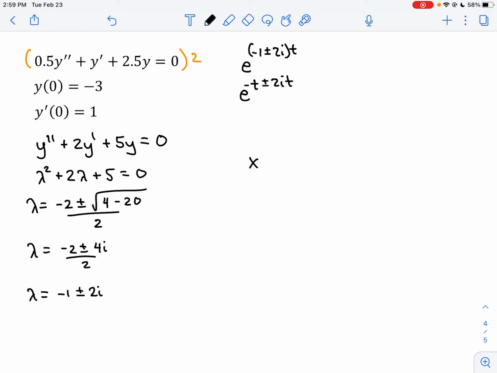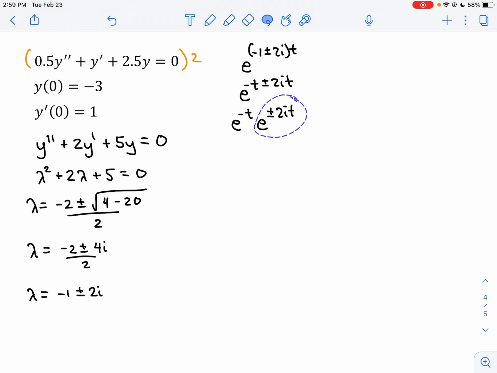Then, if you recall the rules of exponents, if you have x squared times x cubed, you can write this as x to the 2 plus 3. Or I can do this backwards. Whenever you have an exponent that's a sum, we're going to break it up into a product, like this. So we can write this as e to the negative t times e to the plus or minus 2it.